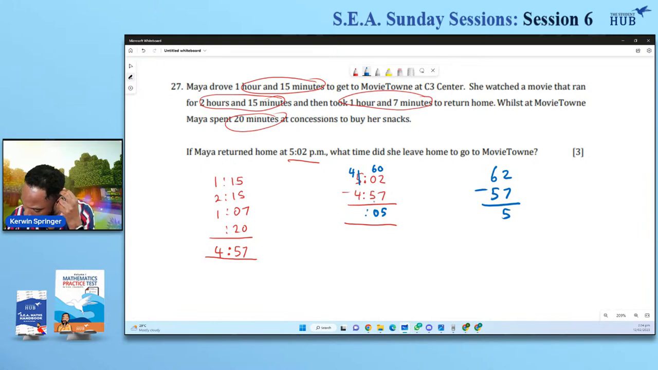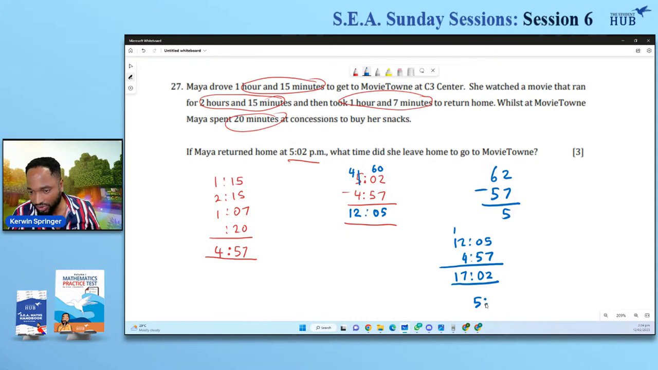And 4 minus 4, I end up on 0 here, which means I end up on 12. 12:05. I can double check it, you know. 12:05 plus 4 hours and 57 minutes, I will end up back with my 02 here, because I'll have 62 and I'll take the 2 and put it here. And now I'll bring across the 1. And I'll have 5 and 12 is 17:02, which is the same as 5:02. Yeah? 5:02.